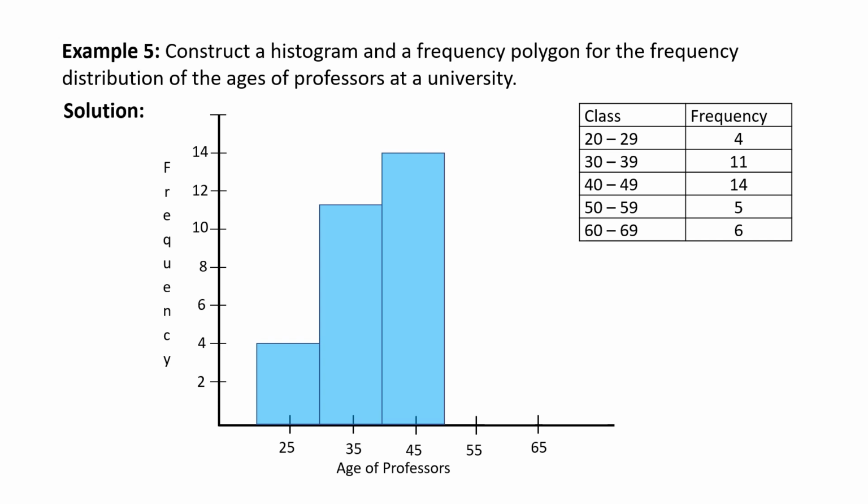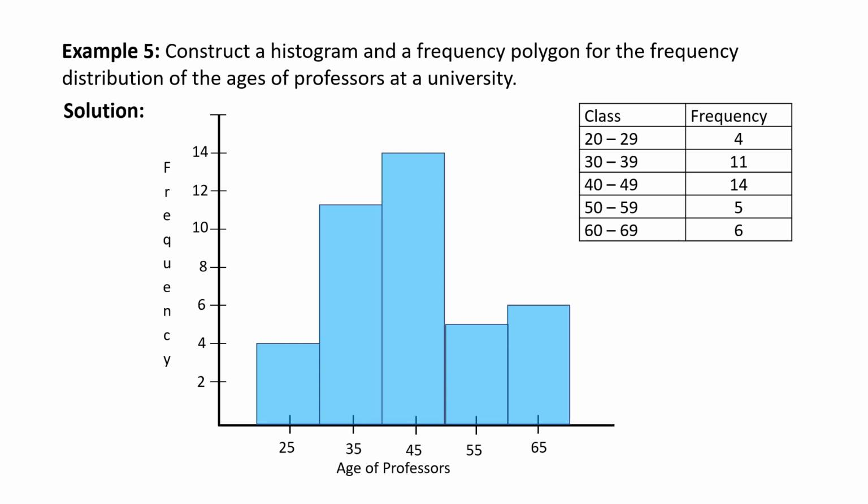Finally, we look at the next two bars, 50 to 59. We straddle the tick mark of 55 and go to a height of 5. And the last one for 60 to 69-year-olds, I mark 65 as the midpoint, and it goes to a height of 6. Again, notice that with the histogram, the bars are touching.